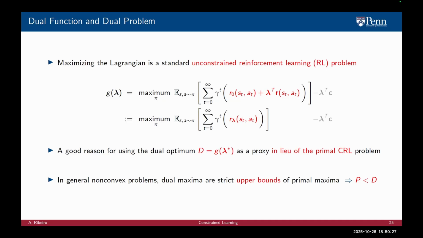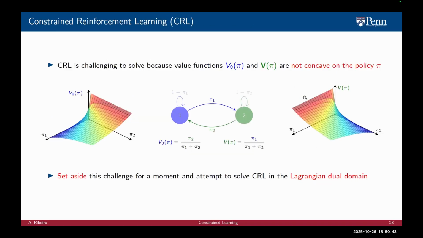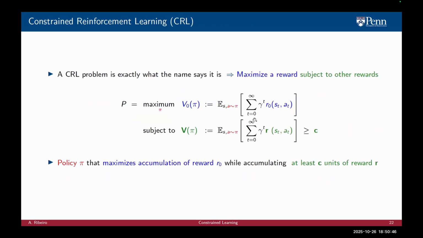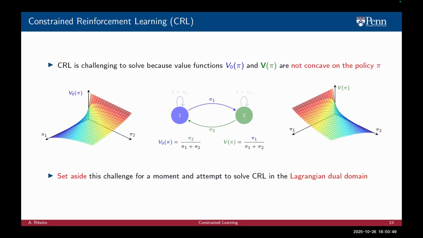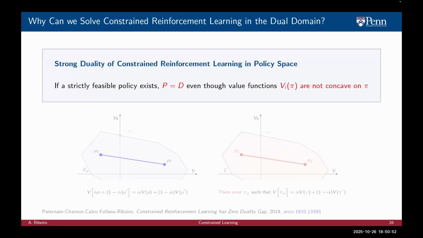Now, however, in a general non-convex problem, dual maxima are strict upper bounds of primal maxima. So this duality gap is positive, and actually this duality gap can be terribly bad. It could be that this proxy is a terrible proxy for the actual solution that I want to compute, which is the solution of the constrained reinforcement learning problem. So that's the first challenge. The answer to this challenge, which I'm going to explain in a minute, is that this does not happen. Constrained reinforcement learning has zero duality gap, despite the fact that these functions are not concave on π.